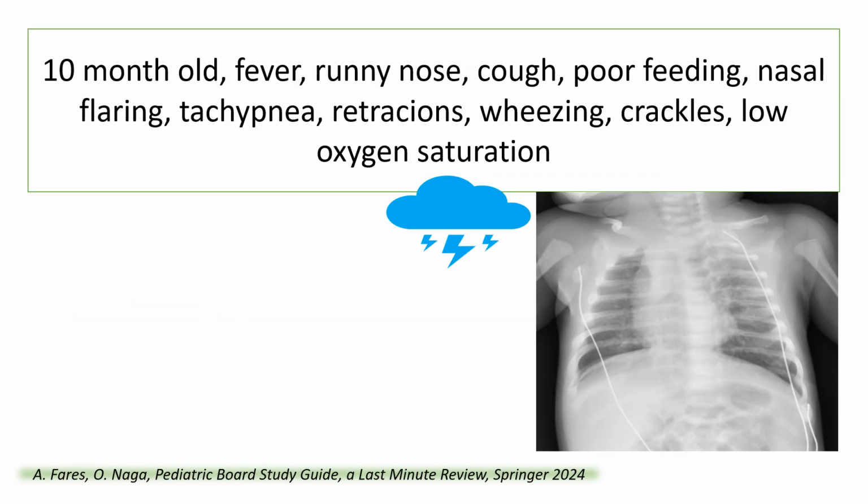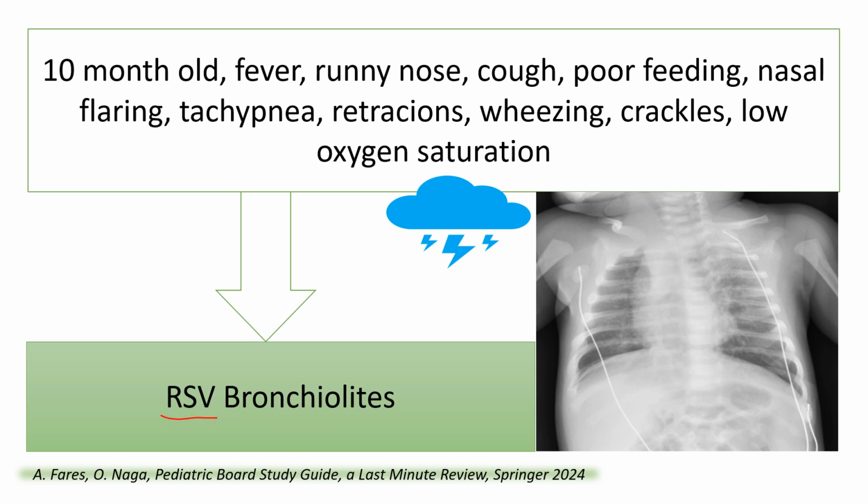A 10-month-old presents with fever, runny nose, cough, poor feeding, nasal flaring, tachypnea, retractions, wheezing, crackles, and low oxygen saturation during the winter season. You decide to perform a chest x-ray and it shows peribronchial fullness and hyperinflation of the lung because of air trapping in the peripheral lung. What is the most likely cause? Respiratory syncytial virus acute bronchiolitis.